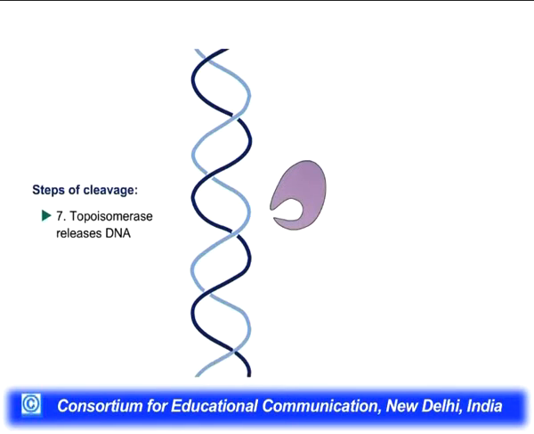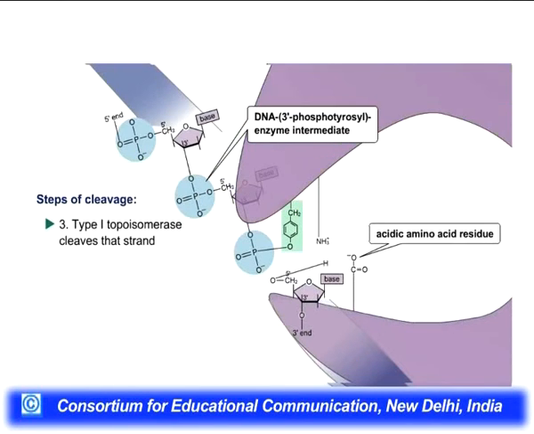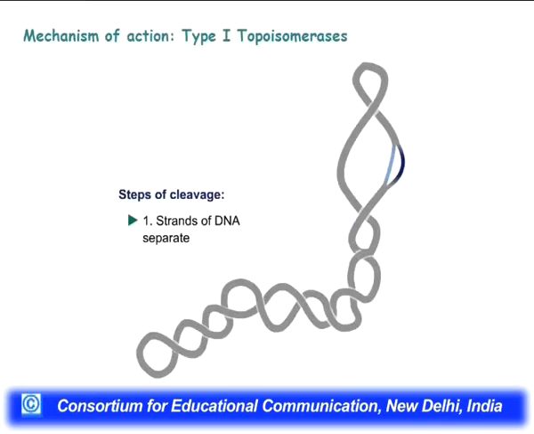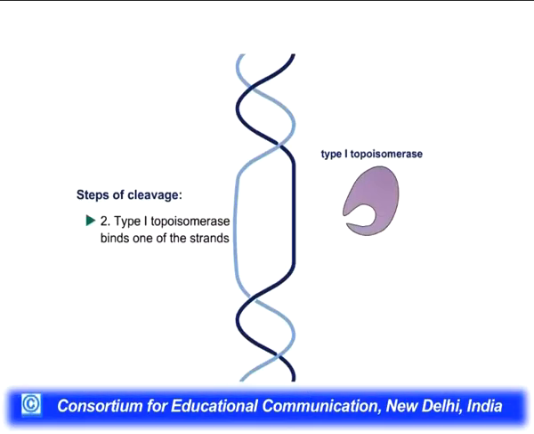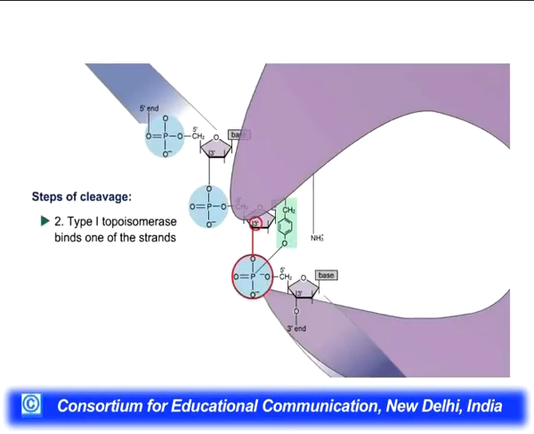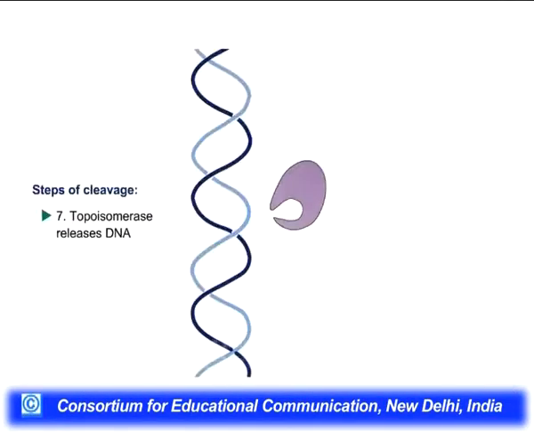So, in one step it has introduced one twist. If you can see here, there was a gap which was there. There was a single strand, two strands were separated, and at the end what has happened? There has been a twist which has been introduced. So, the topoisomerase has introduced a nick.